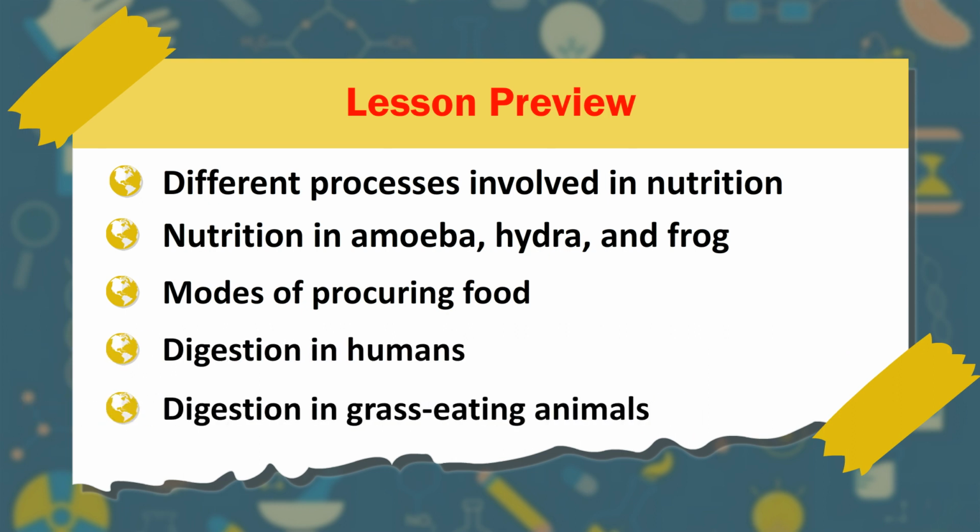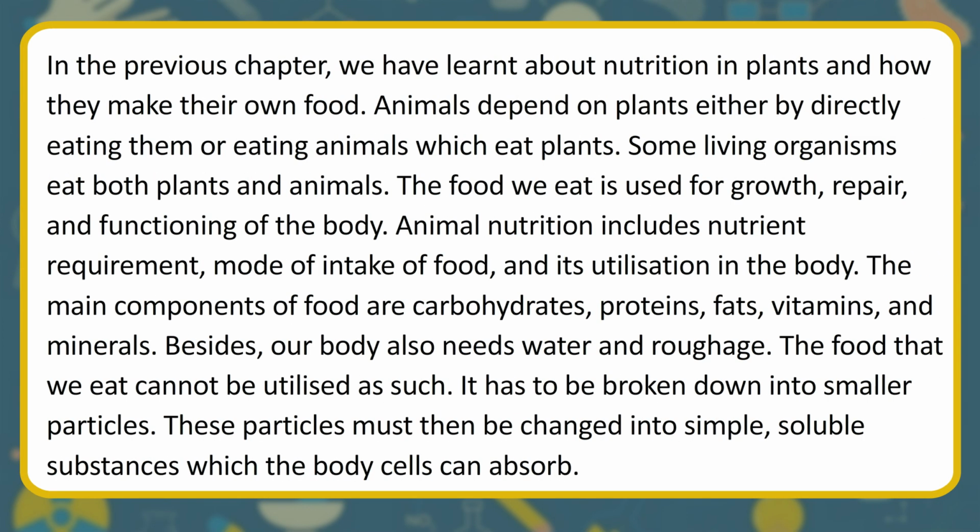In the previous chapter, we have learnt about nutrition in plants and how they make their own food. Animals depend on plants either by directly eating them or eating animals which eat plants. Some living organisms eat both plants and animals. The food we eat is used for growth, repair, and functioning of the body.